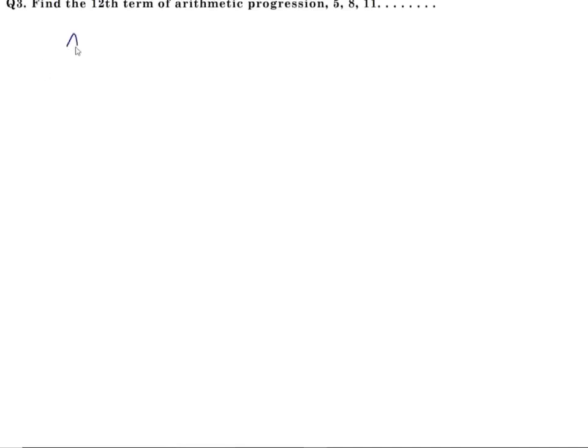What is the given AP? Given AP is 5, 8, 11 and so on. What you need to do? You need to find A equals 5, then D equals a2 minus a1, that is 8 minus 5 is 3. Then we need to find the 12th term, therefore n equals 12. What is the formula I should use? I'll use the nth term formula: an equals a plus (n minus 1) into d.